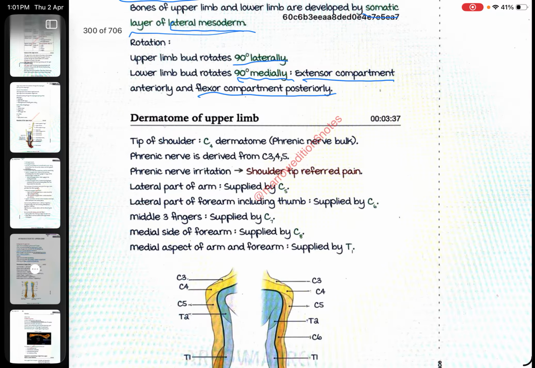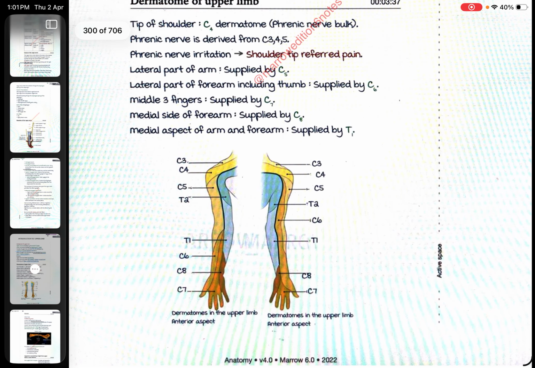Dermatomes of the upper limb: the tip of the shoulder is your C4 dermatome, phrenic nerve territory. The phrenic nerve is derived from C3, C4, C5. Phrenic nerve irritation causes shoulder tip referred pain. The lateral part of the arm is supplied by C5. The lateral part of the forearm including the thumb is supplied by C6, the middle 3 fingers by C7, the medial side of the forearm by C8, and the medial aspect of the arm and forearm by T1.